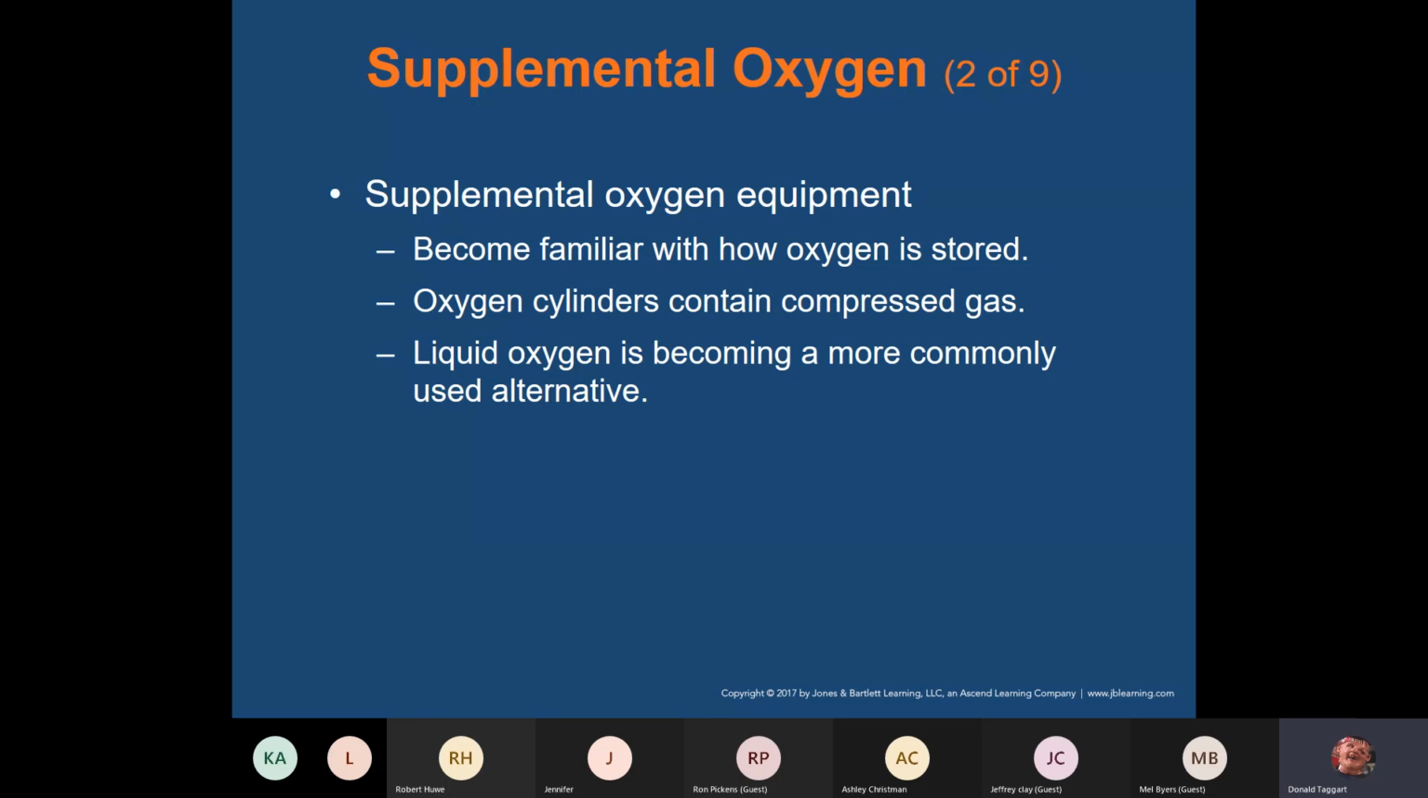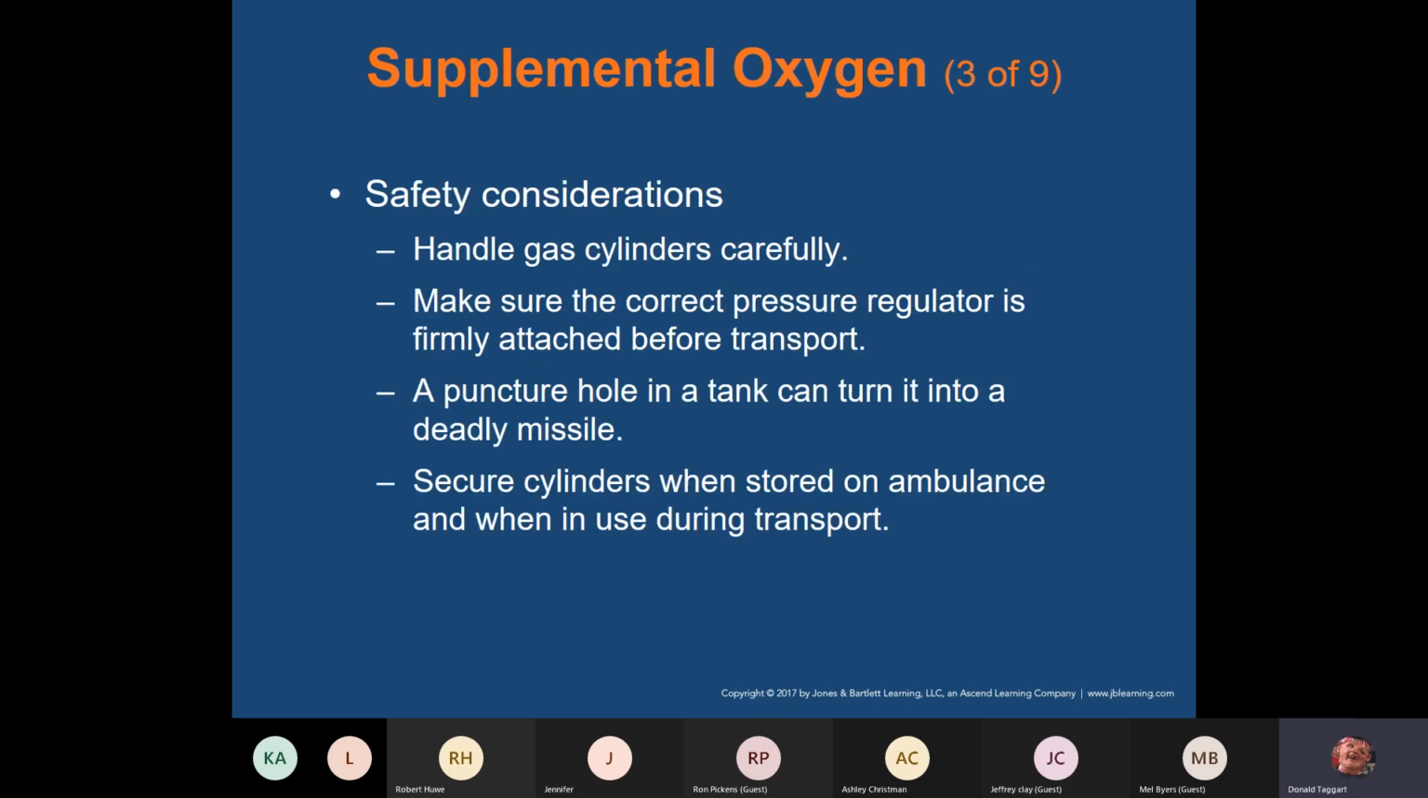Liquid oxygen, we don't use that on the ambulance, but the hospital does. The hospital has liquid oxygen systems that go through, but we just use the compressed gas. Okay, handle gas cylinder safety.